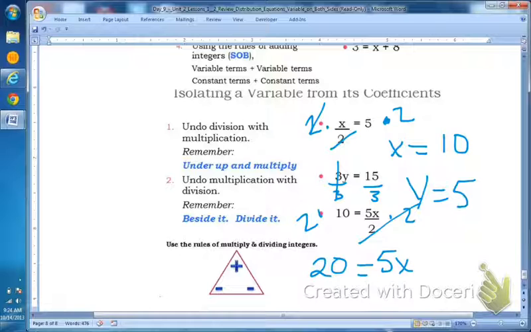All right. My x is still not by itself, so I'm not done yet. That 5 is beside my x, so if it's beside it, I have to divide it. Divide by 5, divide by 5. It's 4. So x is equal to 4. And what's another way to write that? 4 equals x. Yeah, we can turn it around.